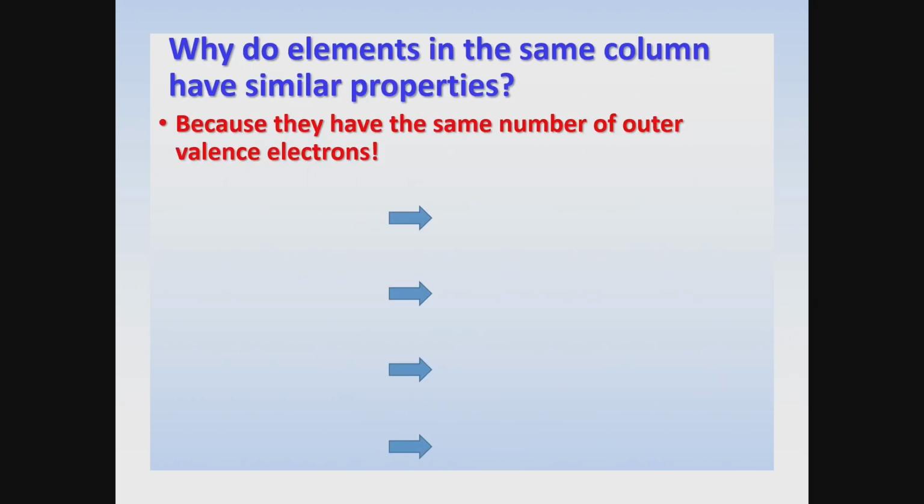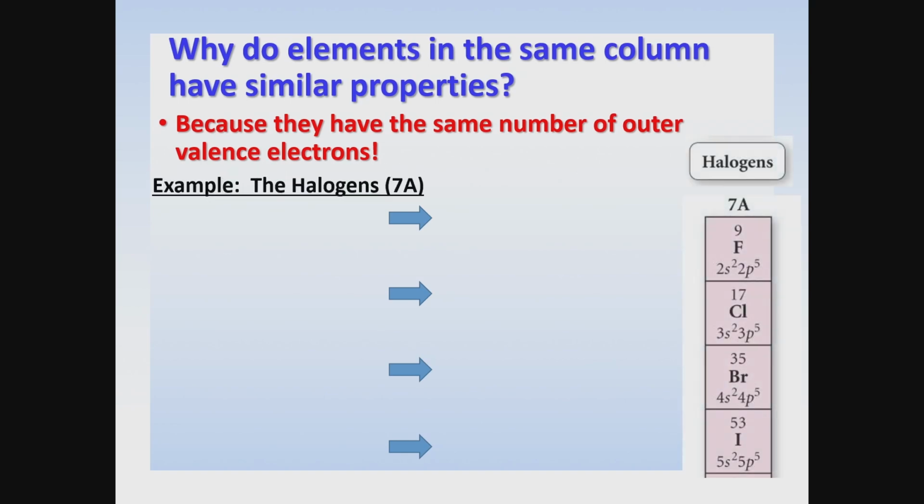Okay, so this is a very important thing to be able to do, and so let me show you why. This slide asks, why do elements in the same column have similar properties? The reason is because they have the same number of outer valence electrons. So let me explain this with the example of the next to last column in the periodic table.